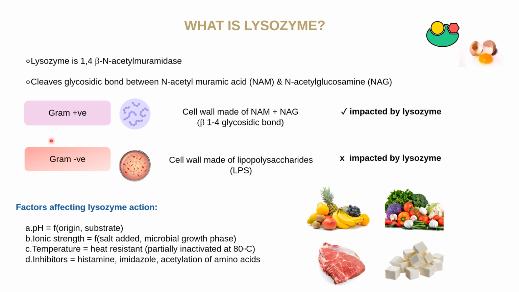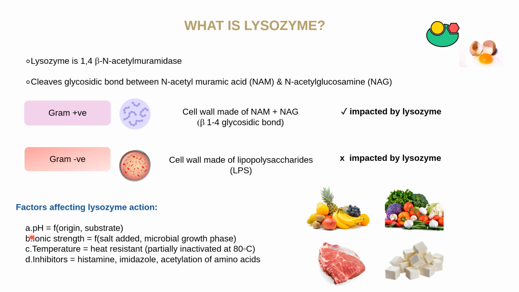On the other hand, gram-negative bacteria have a cell wall made of lipopolysaccharide, and hence they are not impacted by lysozymal activity. We know that lysozyme is an enzyme. So let's look at some of the factors affecting lysozymal activity. The first one is pH. So enzyme is always active at a particular pH and temperature range.